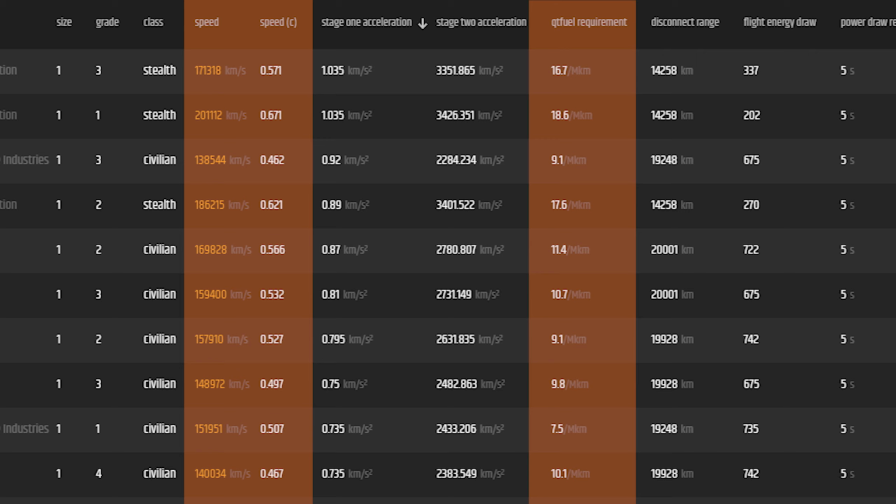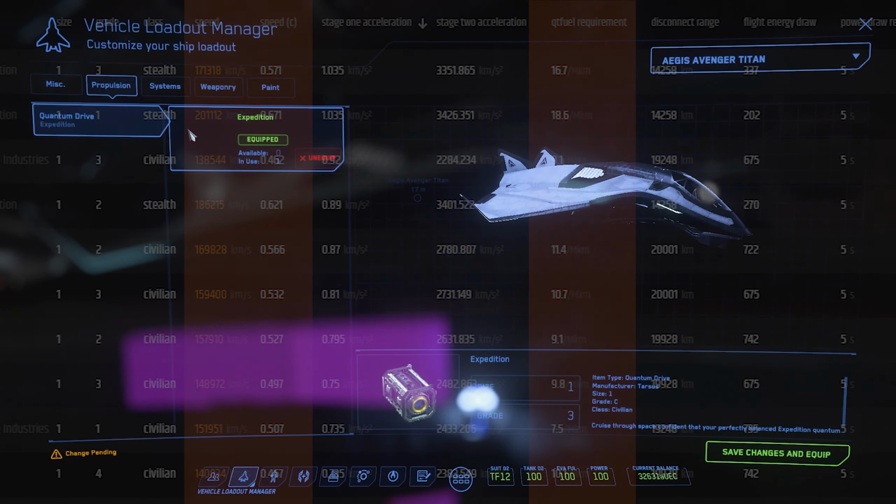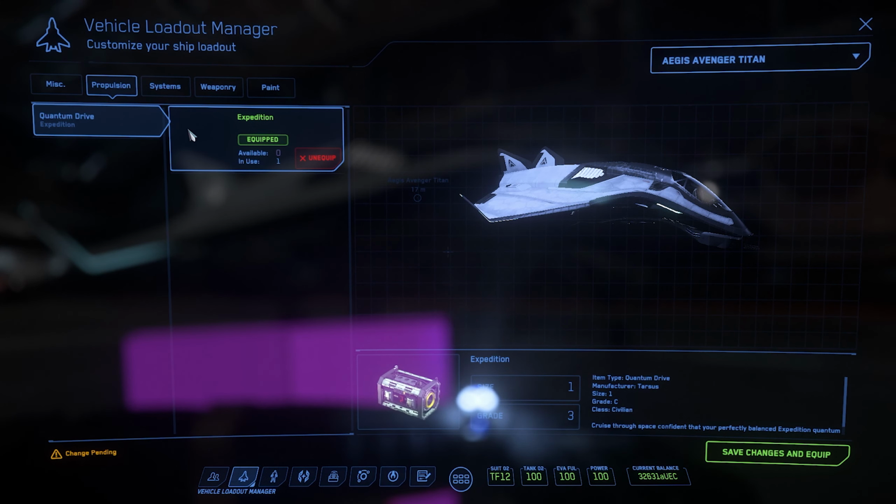The exception is if you intend to stay within a single planetary system, such as around Hurston, in which case, go with the fastest drive you can. Whilst on the subject of propulsion, I should also make mention of thrusters.